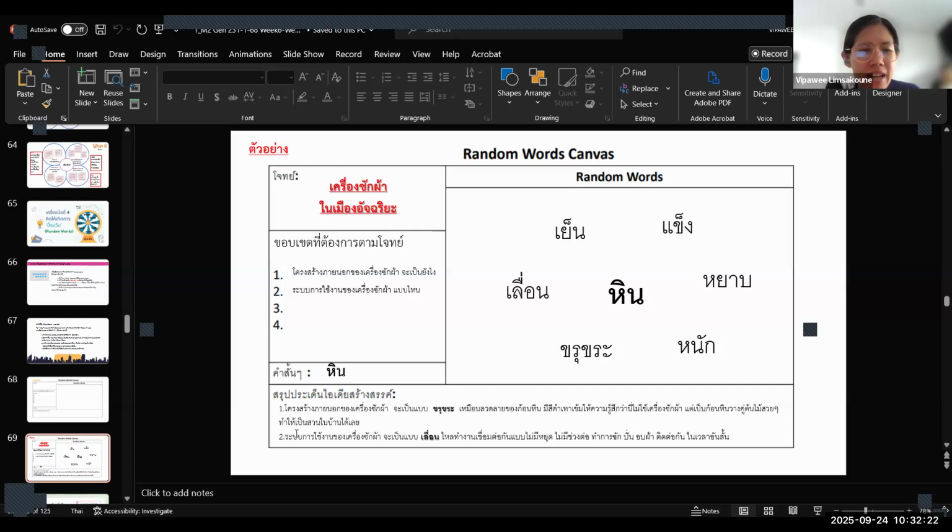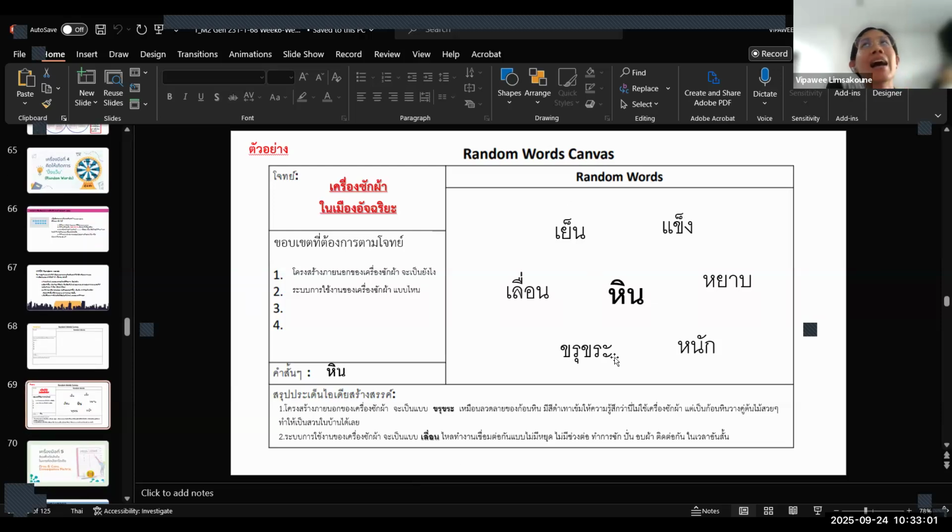The second one, the system or the working principle of this washing machine, will be like, can I use the word flow? It's like continuous. Instead of the word flow, it will be continuous, moving, or a continuous process. For example, after washing, we can dry clothes in the machine. So that's a continuous process. That's an example of how we use this random word canvas.